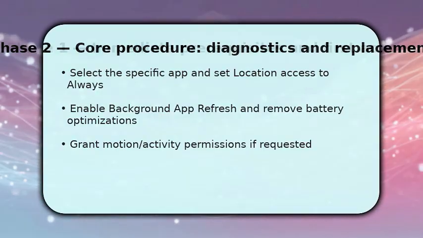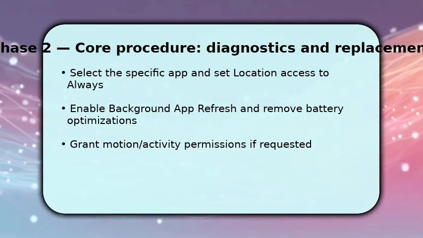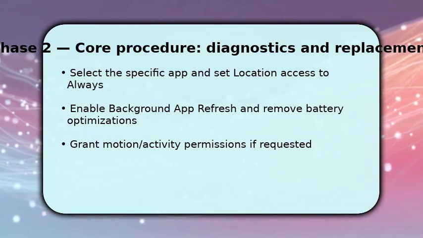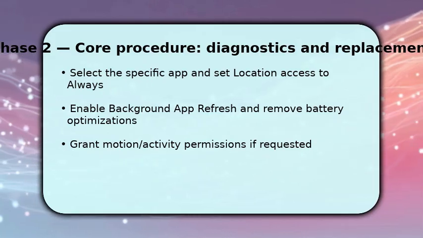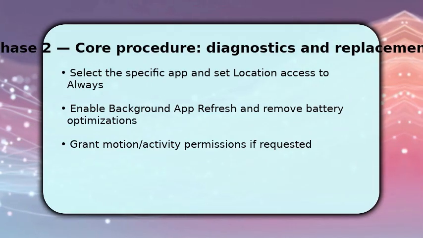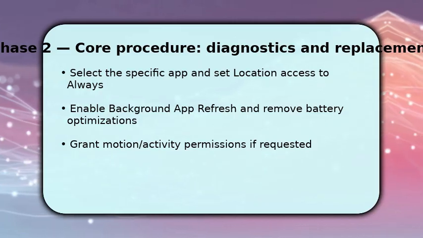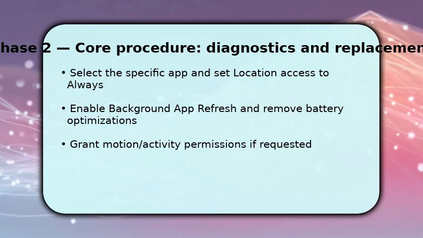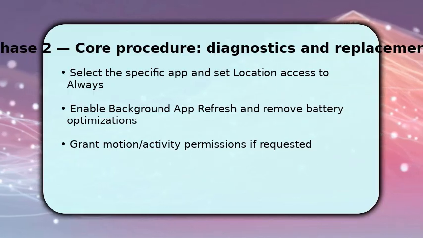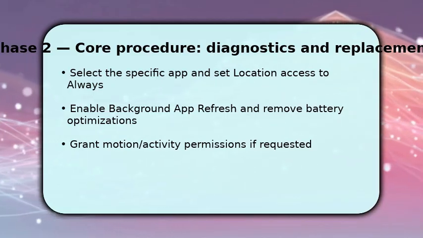You now give the app explicit permission to run in background and use GPS. Open the app's permissions screen and choose Always for location access so it can update when you're not actively using it. This is essential. Make sure background app refresh is enabled so the app can fetch and send coordinates.